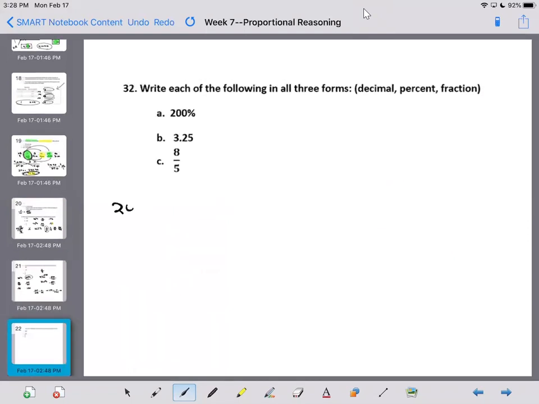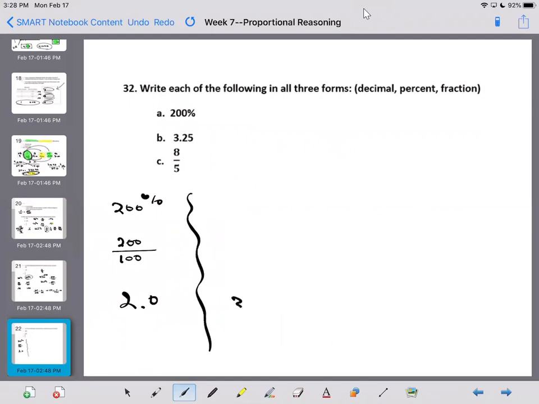200%, what does that look like as a fraction? That would be 200 divided by 100, which is 2. Decimal point is at the end. So that would represent 200%.